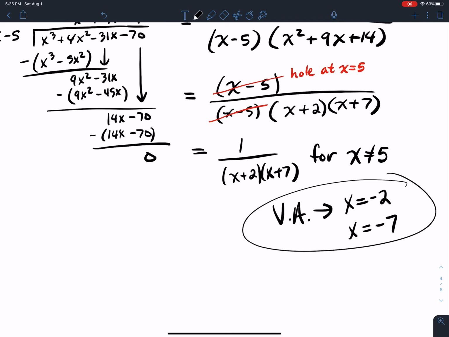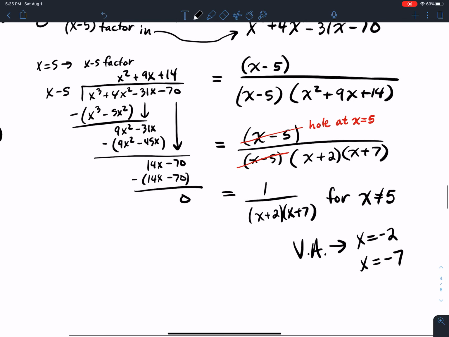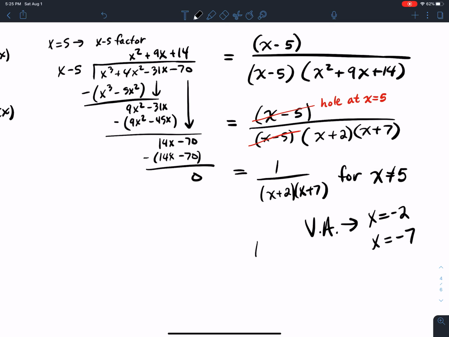Those are my vertical asymptotes. Now for calculus, I'm going to want you to take limits. So you're going to do the limit as x goes to -2 from the right, because that's for that one. -2 from the right, and I plug in 1 over x plus 2, and then x plus 7.